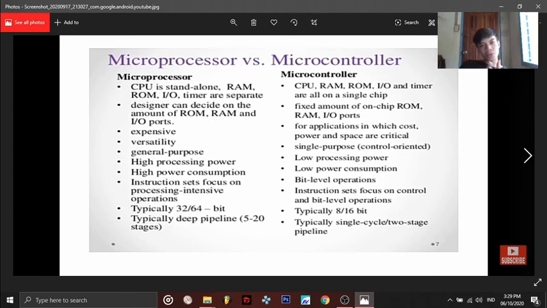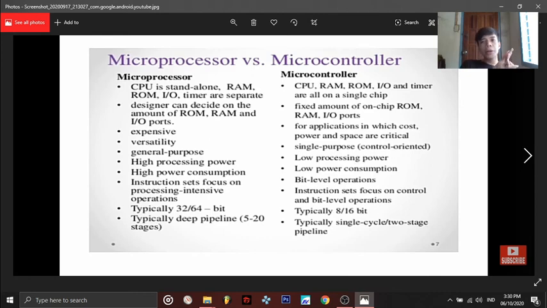So these are the differences between microprocessor and microcontroller. Let's start with the microprocessor. CPU is standalone; RAM, ROM, input and output, and timer are separate designs. The designer can decide on the amount of ROM, RAM and I/O ports. Expensive, versatility, general purpose, high processing power, high power consumption. Instruction sets focus on processing intensive operations. Typically 32 and 64 bit. Typically a deep pipeline of between 5 to 20 stages.